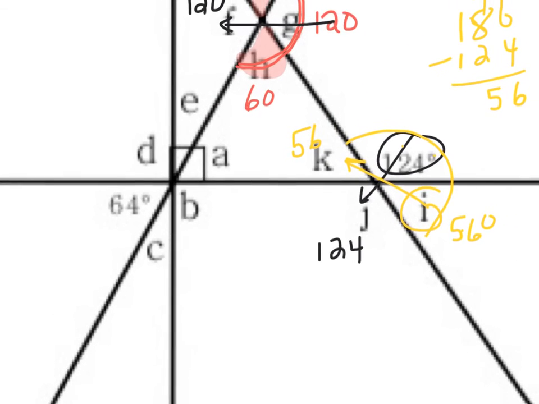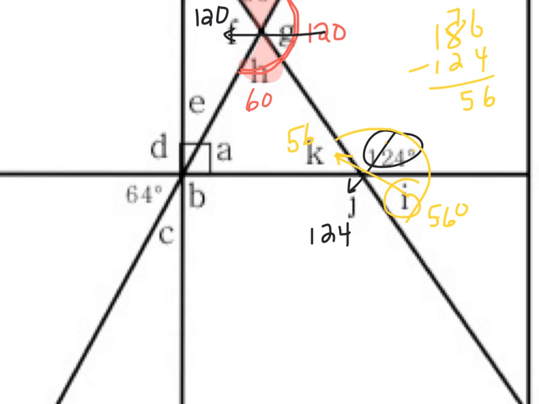All right, so now let's take a peek at this one. What I do notice is right here is a 90-degree angle. That's my clue. So if this is 90, that means directly across from here has also got to be 90. That means that this angle and this angle have to add up to equal 90. So 90 minus 64 is going to be 26.